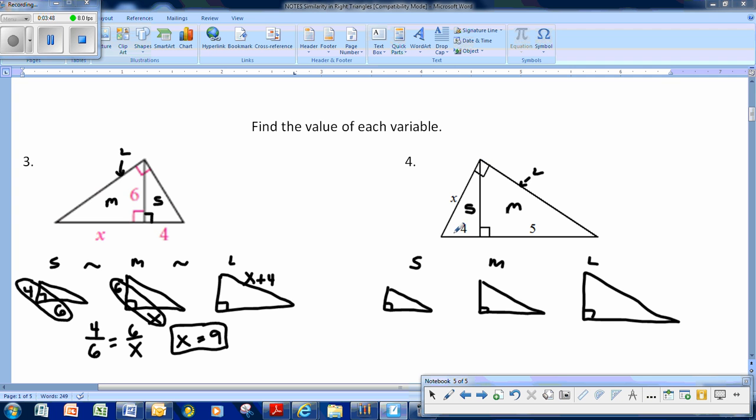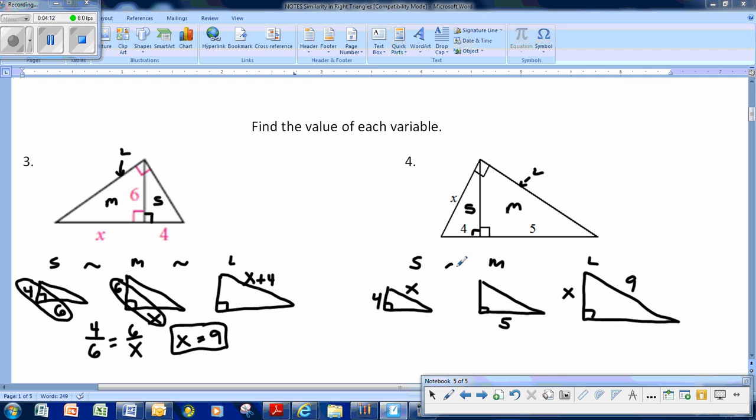Okay. The small triangle, here's the right angle. The short leg is 4, and the hypotenuse is x. The long leg is not labeled. The medium triangle, the long leg is 5, and the large triangle, the short leg is x, and the hypotenuse would be 4 plus 5, which is 9.